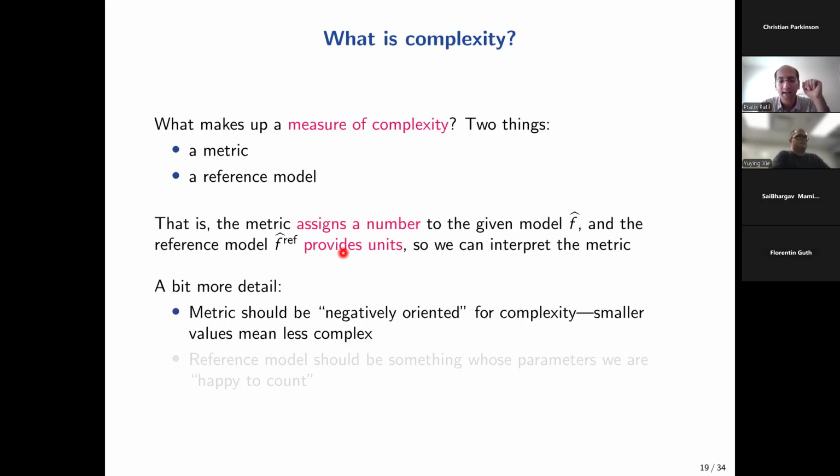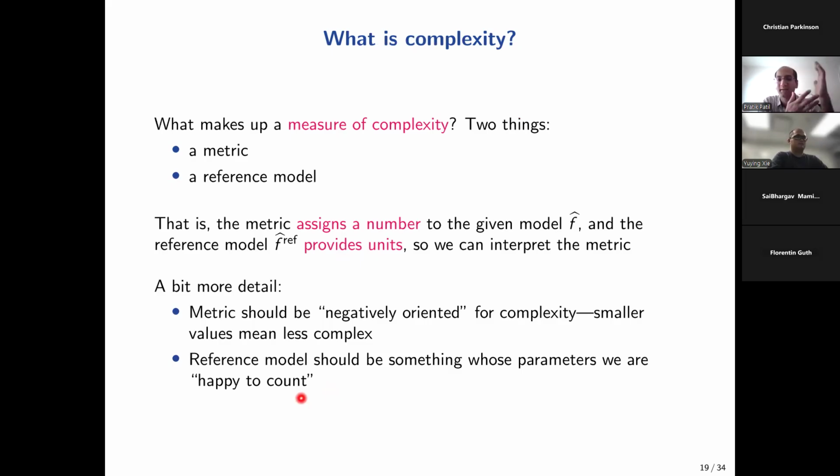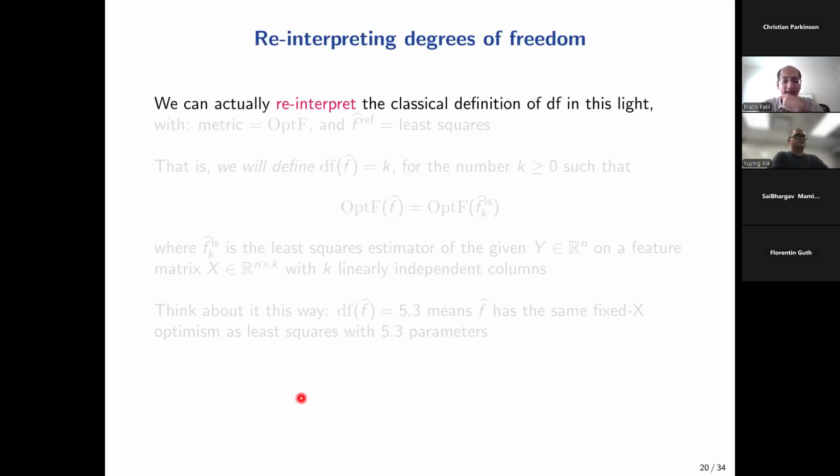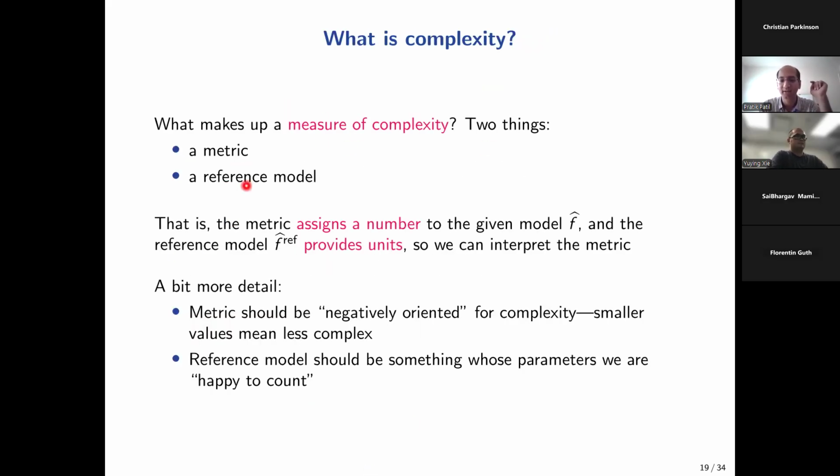And the metric is just a choice. You choose the metric to be negatively oriented, meaning that a smaller number in the metric would be lower complexity, and higher would be more complexity. And the reference we're going to choose is a good notion to put units on, a reference that we're happy with, so that if you count our number using that unit, it is reasonable. Okay, so let's do it. Before we jump into random X directly, let me use this philosophy of defining complexity to see if we can actually just do fixed X df.